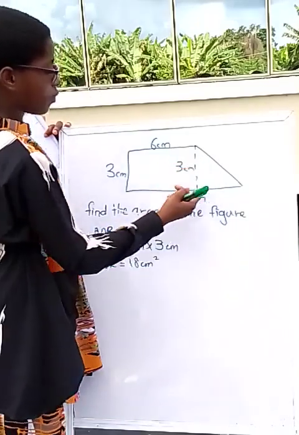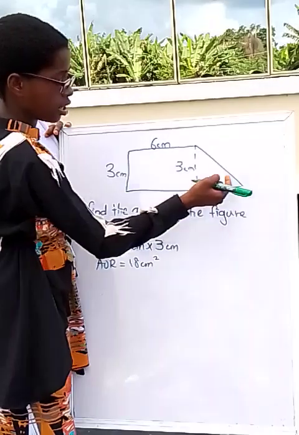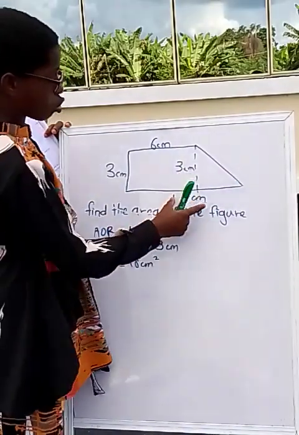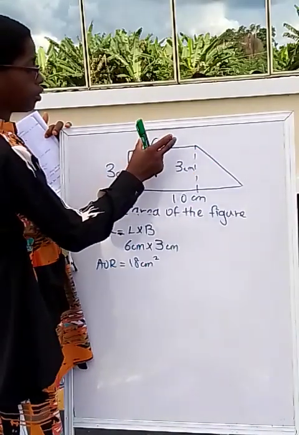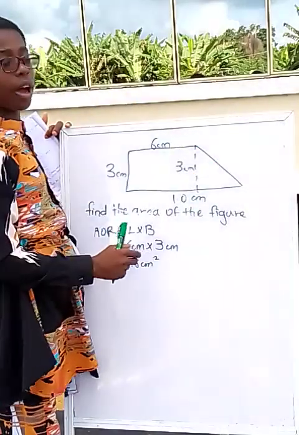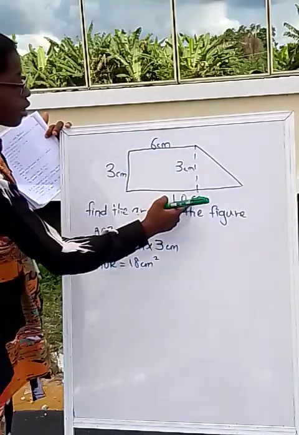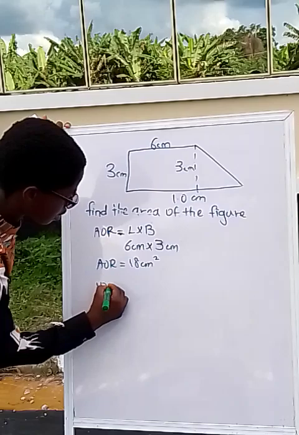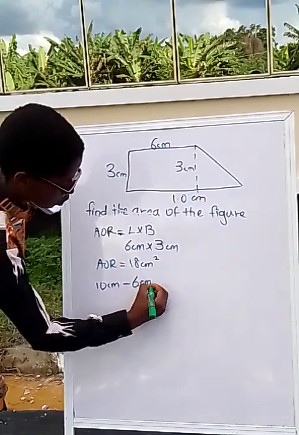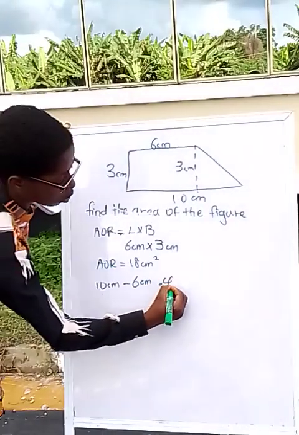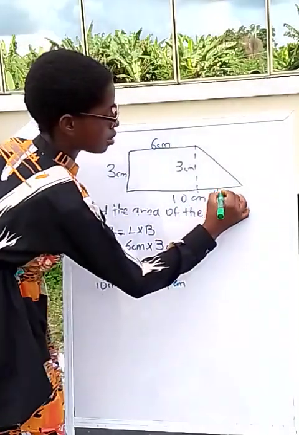Then to get the length of just this triangle, what we have to do is to subtract the length of just the rectangle from the total length of both the triangle and the rectangle. So when we do that, we have 10 centimeter minus 6 centimeter is equals to 4 centimeter. So that means this place is 4 centimeter.